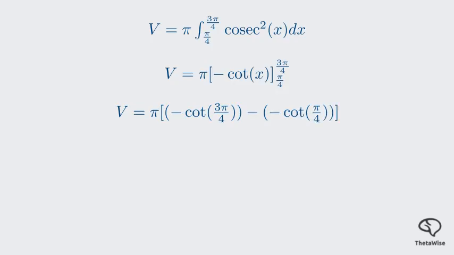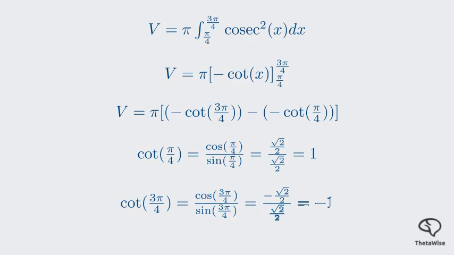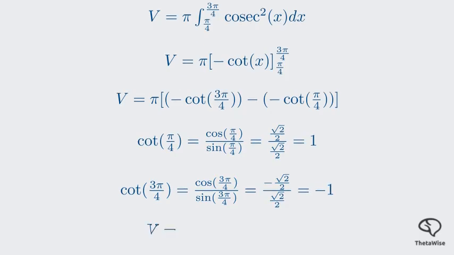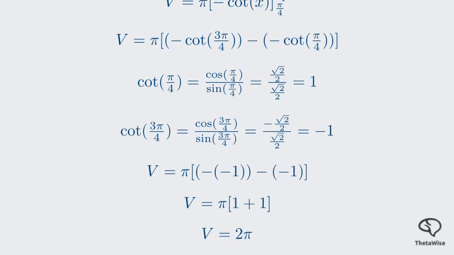Let's find the values of these cotangents. Remember, cotangent is cosine over sine. At pi over 4, cosine and sine are both positive square root of 2 over 2, so cotangent is 1. At 3 pi over 4, we are in the second quadrant. Sine is positive, but cosine is negative. So cotangent is negative 1. Substituting these values back into our expression for V, we have pi times negative 1 minus negative 1. This is pi times 1 plus 1, which equals 2 pi. Converting this to a decimal and rounding to 3 places.